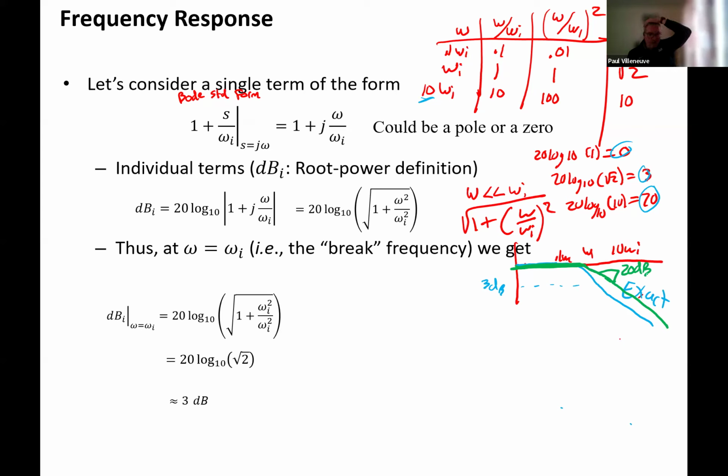Does anybody know what the run is? Any musicians in the audience? If you notice, I'm multiplying everything by a factor of 10. So I have 0.1, omega, and then 10. So 0.1, 1, and 10. What I'm doing is multiplying the frequency by a factor of 10 each time. 0.1 to 1 is a factor of 10. 1 to 10 is a factor of 10, and on and on and on.